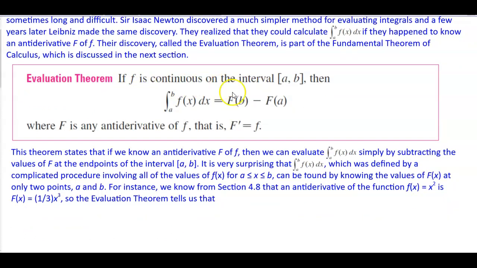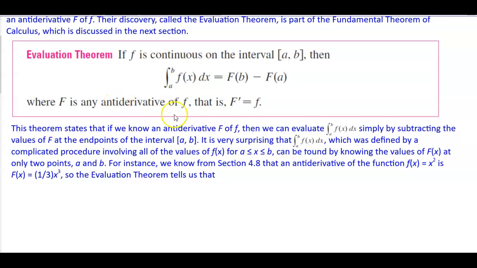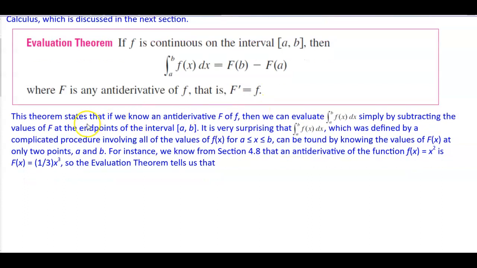If f is continuous on the closed interval from a to b, then we can say that this integral equals F of b, meaning the antiderivative evaluated at b, minus the antiderivative F evaluated at a, where F is any antiderivative of f, that is, F prime is equal to the function f. Now, this theorem states that if we know an antiderivative F of f, then we can evaluate this integral simply by subtracting the values of the antiderivative at the endpoints of the closed interval from a to b.